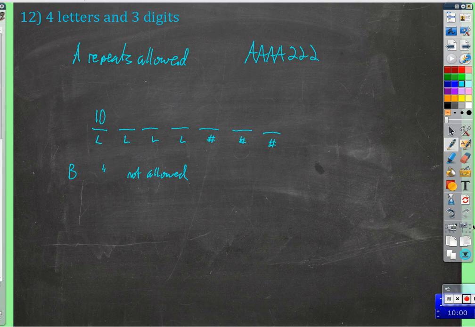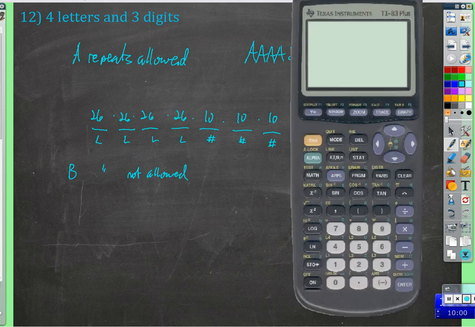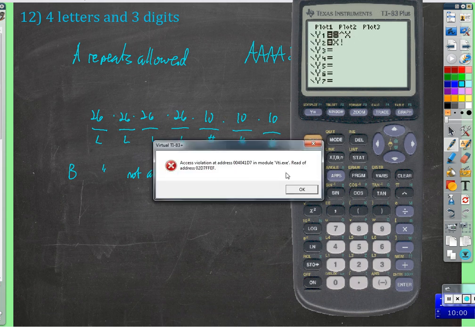And repeats are allowed. Oh, I'm on letters, excuse me. Letters, how many letters are there? 26 letters. And I can choose any of the 26 letters again and again and again. And here I want to choose digits. I can choose 10 digits, 10 digits, 10 digits. I have 26 choices for this letter, 26 for this, 26, 26. Anything's allowed, repeats are allowed. So we just multiply all of these together. And I'm not going to try and do that in my head. So we have 26, let's say to the fourth, because we're multiplying it four times, times 1,000. You can multiply that pretty quickly. So 456, 976, and 3 zeros.